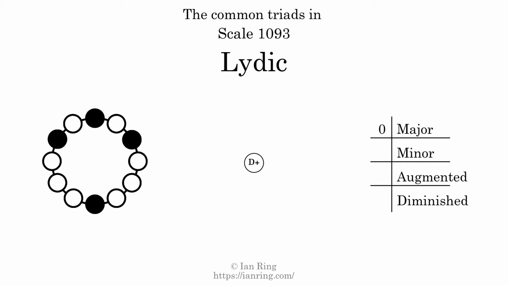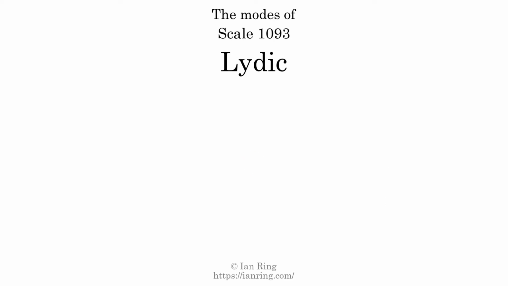There are no major triads. There are no minor triads. There is one augmented triad. There are no diminished triads. This scale has 4 modes. The first mode is itself.